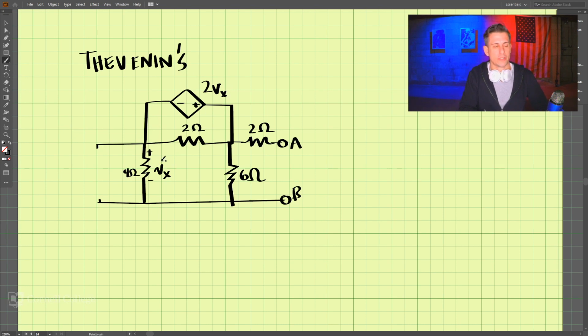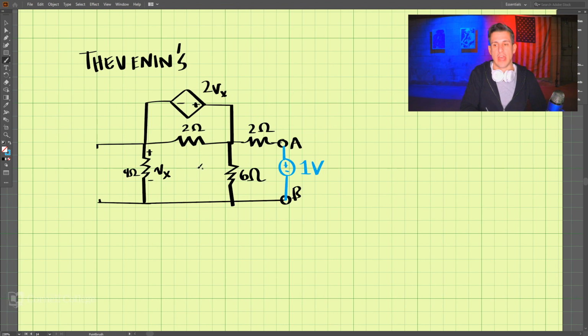And we need to know the voltage here to be able to solve for this voltage source. So how do we do this? Well, because of linearity, we can actually put a voltage source right here. And we're going to say that voltage source is 1 volt. And now let's solve this problem.